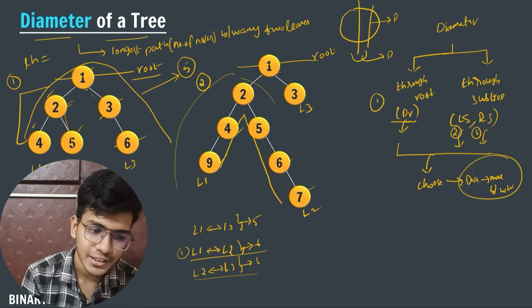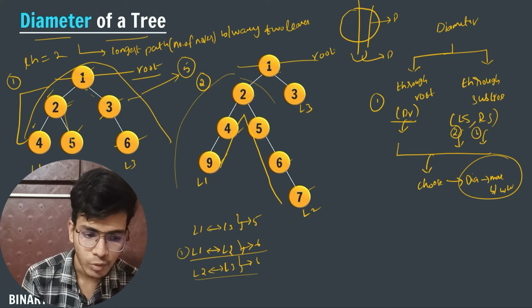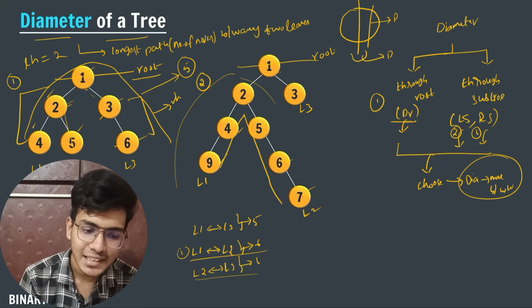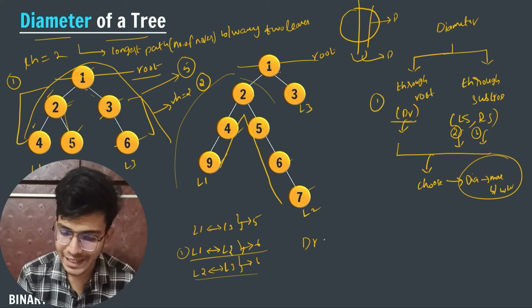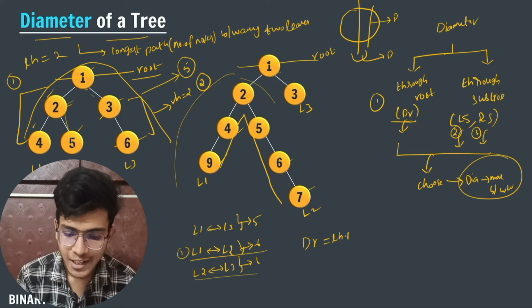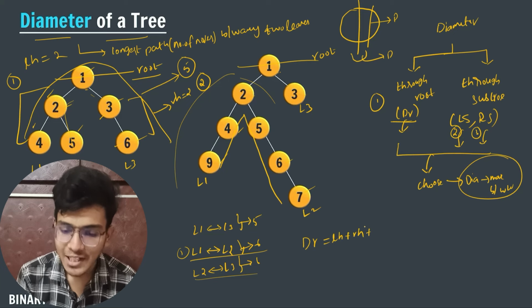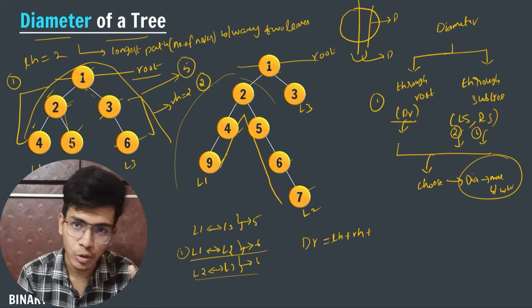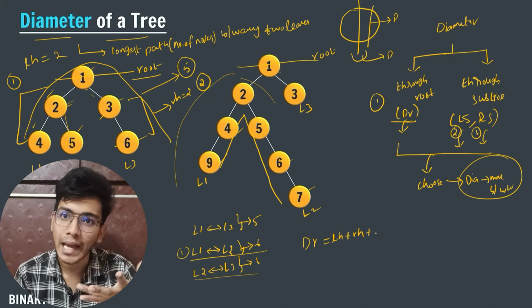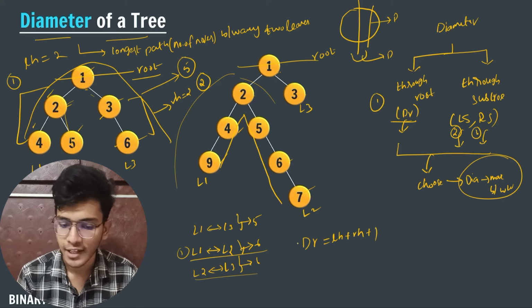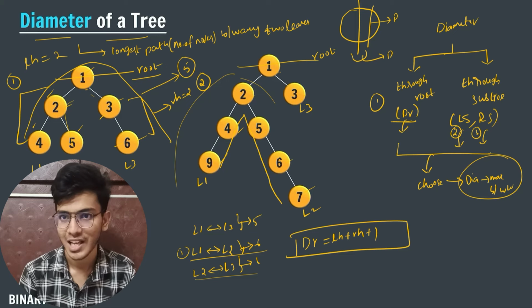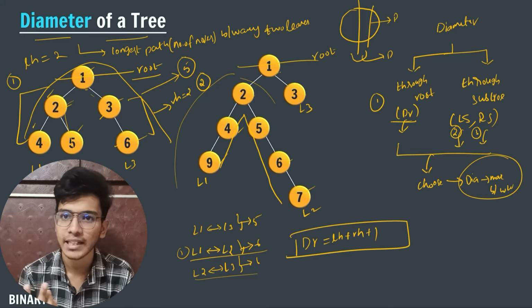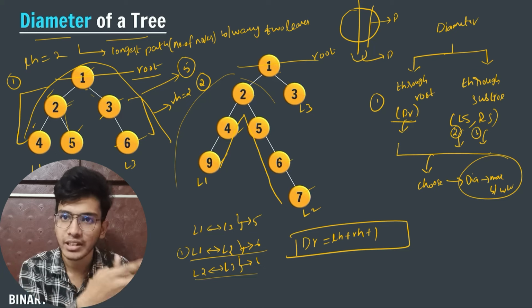Left height is 2, and what is the right height? Right height is nothing but 2. So can I say that my diameter through root, dr, is equal to left height plus right height plus my self node? This is the root node, right? I will add the root node as self node, so I will add 1. So this will give me diameter through root.